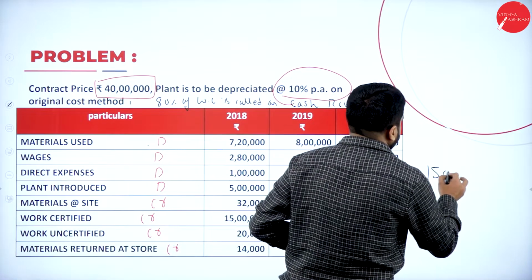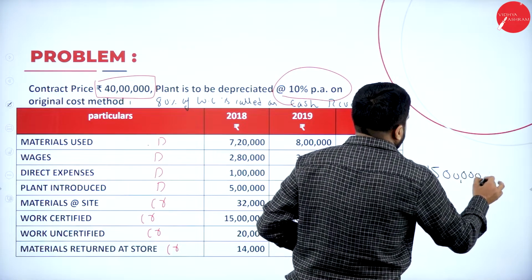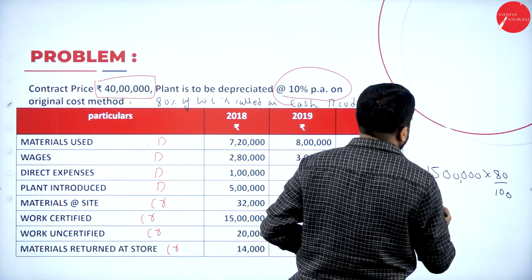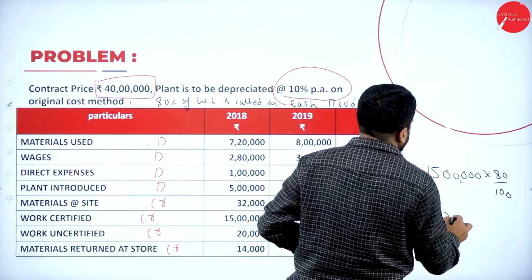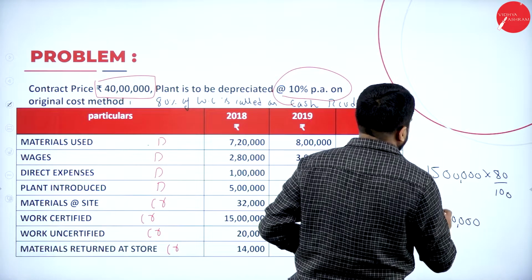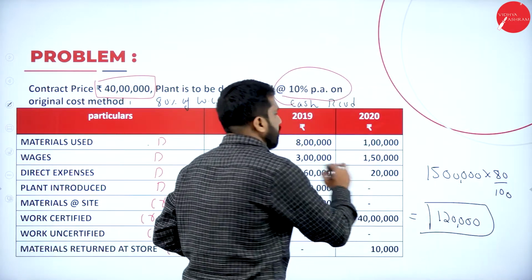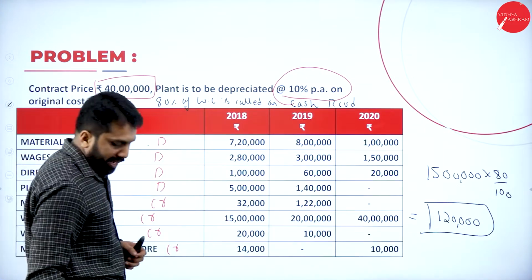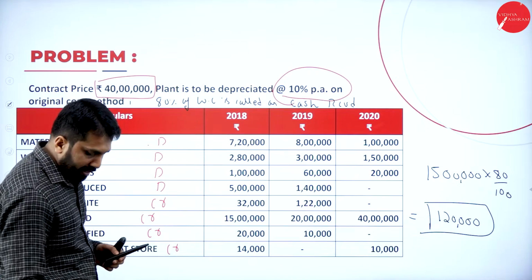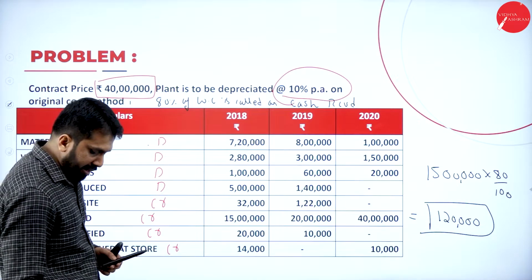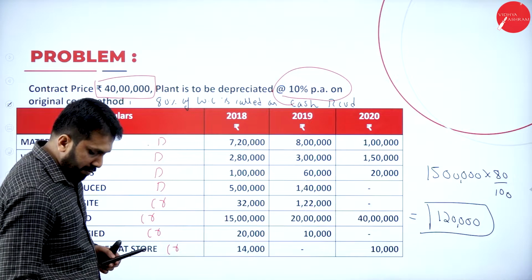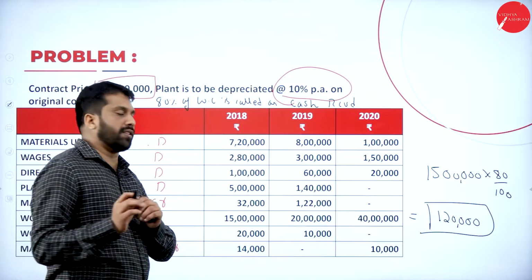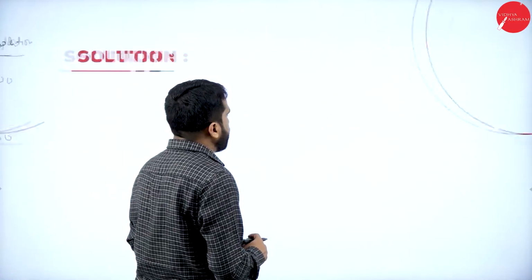15 lakh into 80%. It will be around how much? 1,20,000. Now, we'll calculate once: 15 lakh into 80 divided by 100. Yes, I got 1,20,000. Now, come back to your formula.